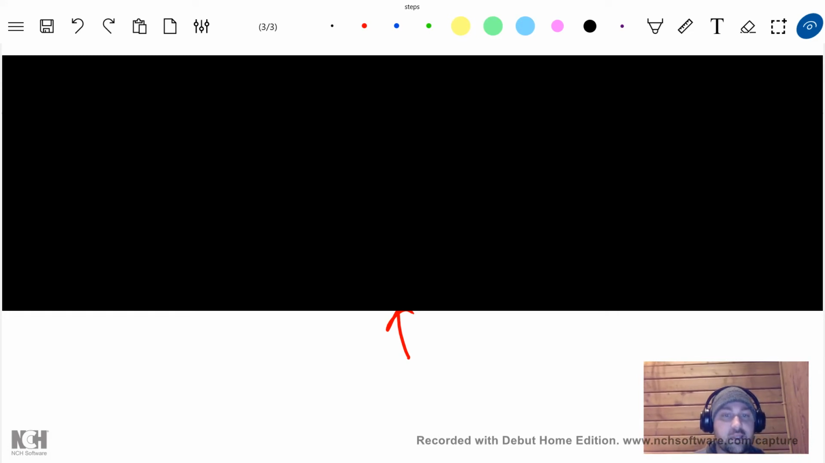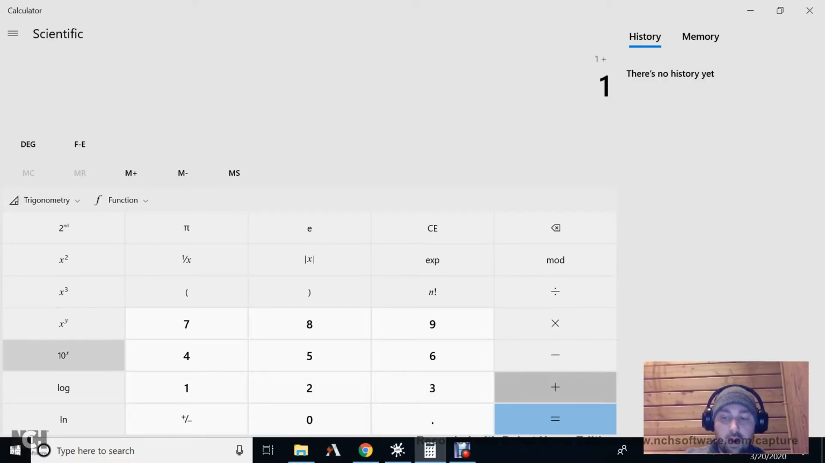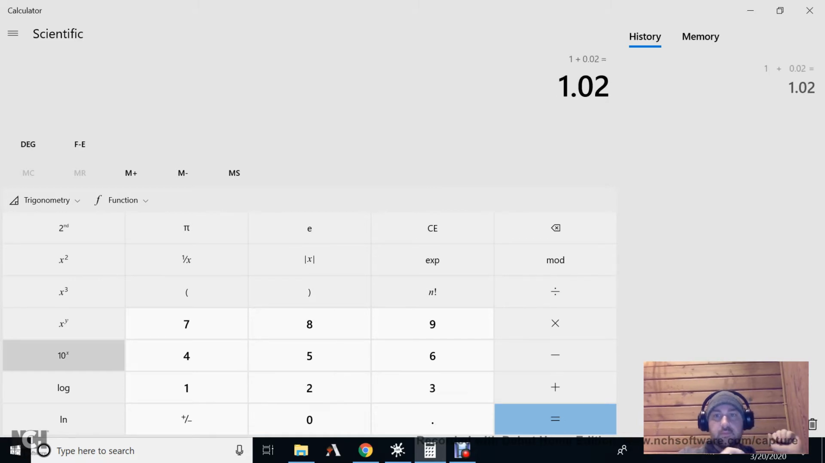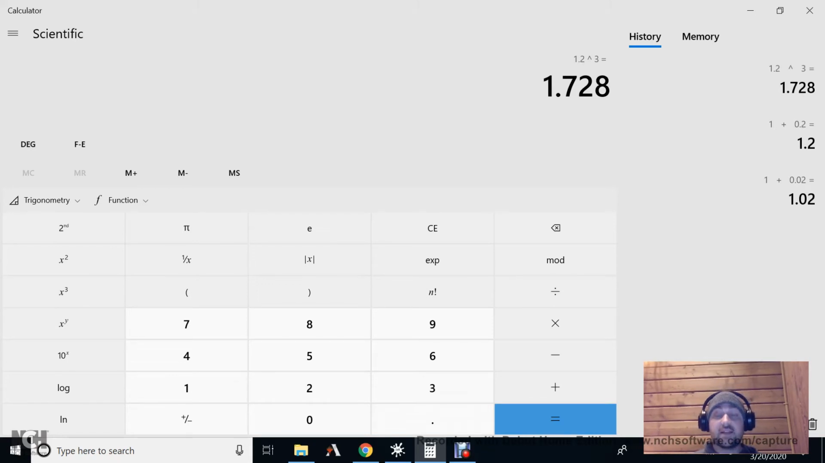Let me undo some of this stuff, get this nastiness out of the way. So I'm going to pop over to the calculator. I'm going to do 1 plus 0.2. There we go, 1.2, and I'm going to raise it to the third power. I'm going to hit my little to the third power button right here. I could also hit to the power of and type in 3. Both those things should work. That's the number we get, 1.728.